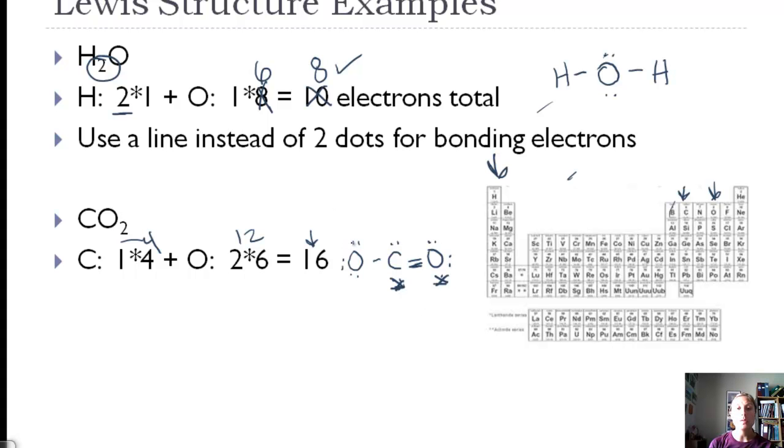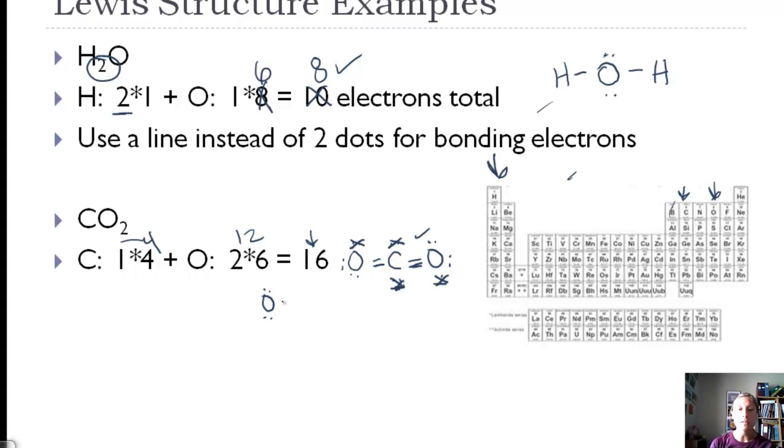Again, I need to, let's see, share another pair. So I'm going to take that pair from oxygen and that pair from carbon, and I'm going to have them share one pair instead. So now I have 2, 4, 6, 8, 10, 12, 14, 16. And so my Lewis structure is correct.